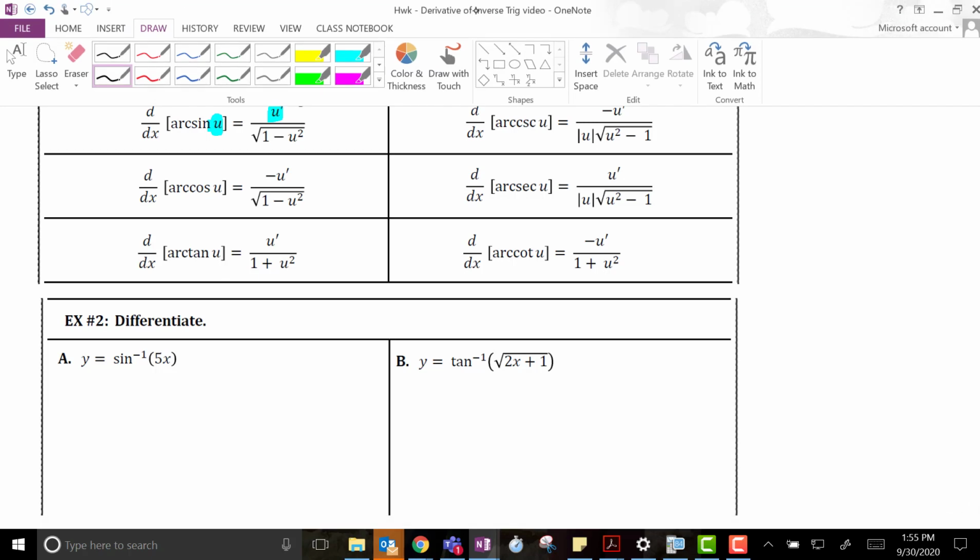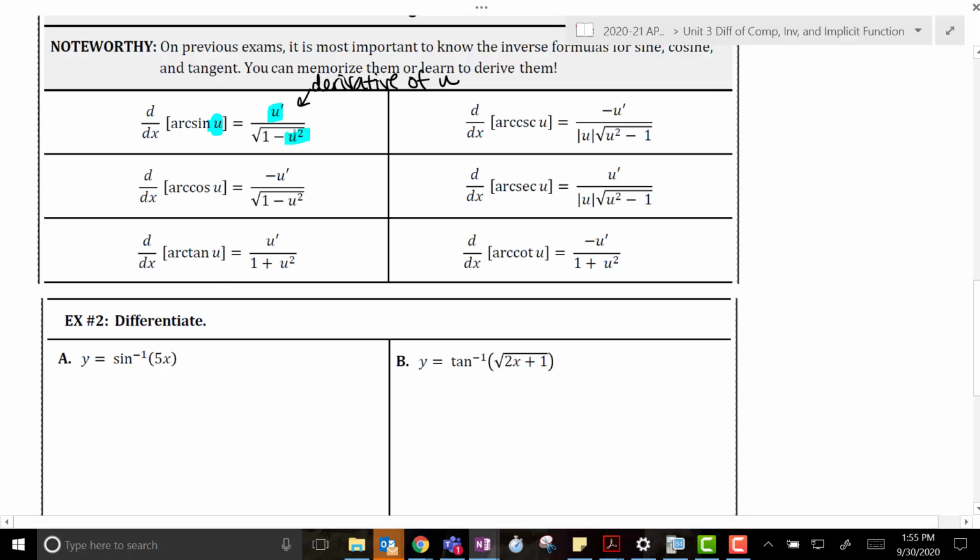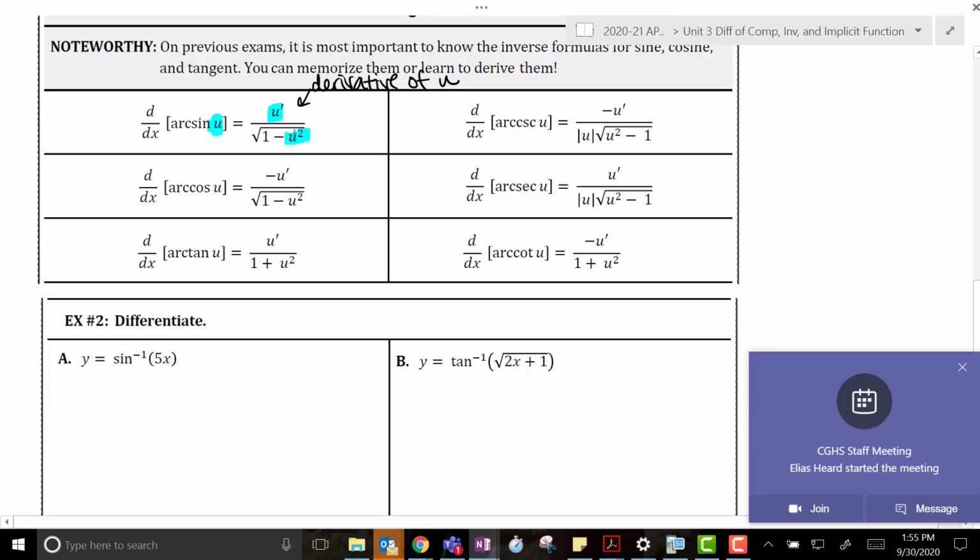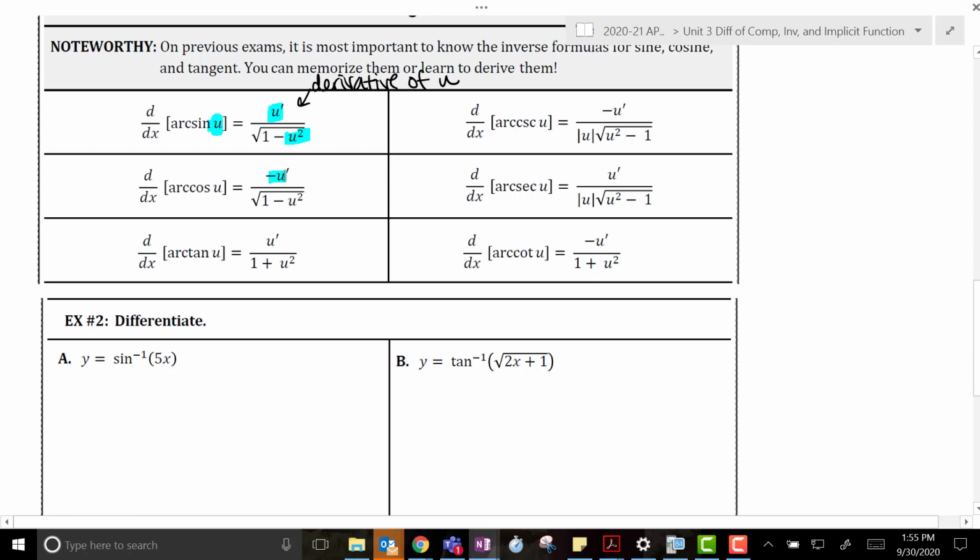And then in the denominator, we take that argument and we square it. Same thing with my other values: for tangent, inverse tangent, inverse cosine, cosecant, secant, and cotangent.